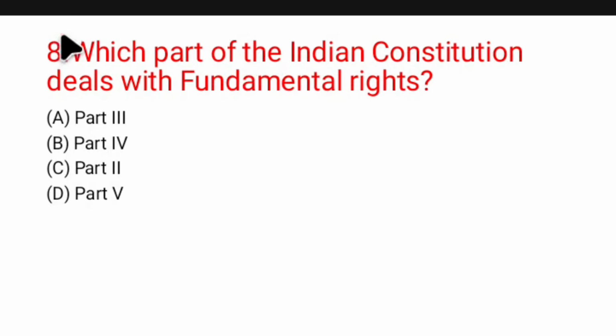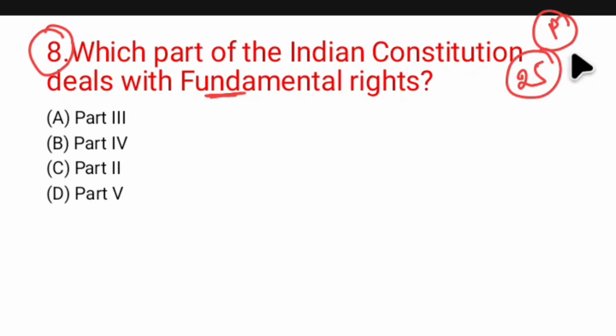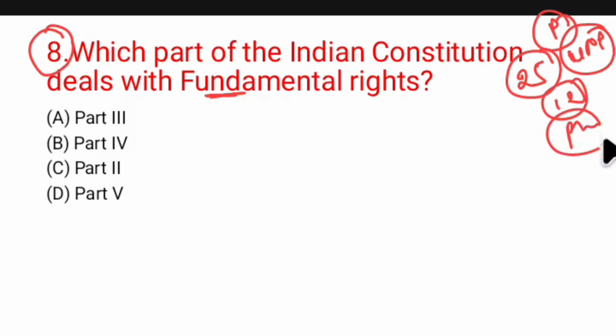And talking about question 8, this is a polity related question. And the question asking, which part of the Indian Constitution deals with fundamental rights? So currently we have 25 parts and 455 plus articles and 12 schedules and a preamble. Originally we had preamble, 8 schedules, 22 parts and 395 articles.